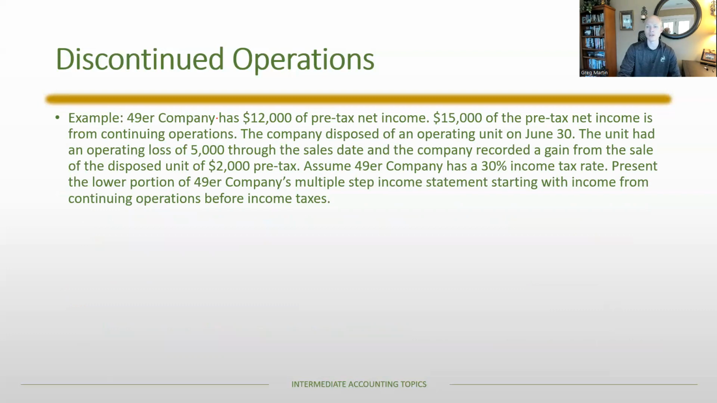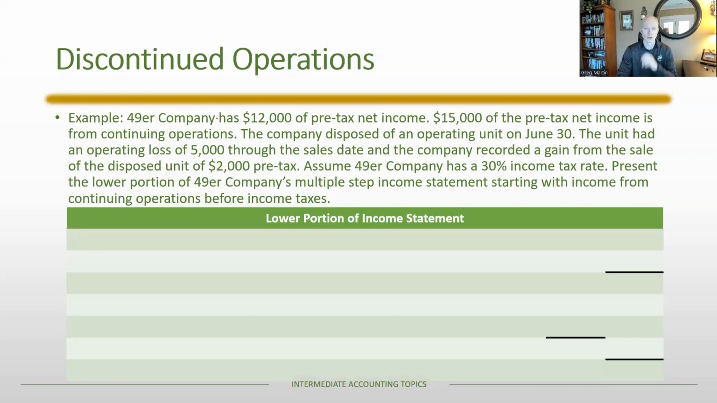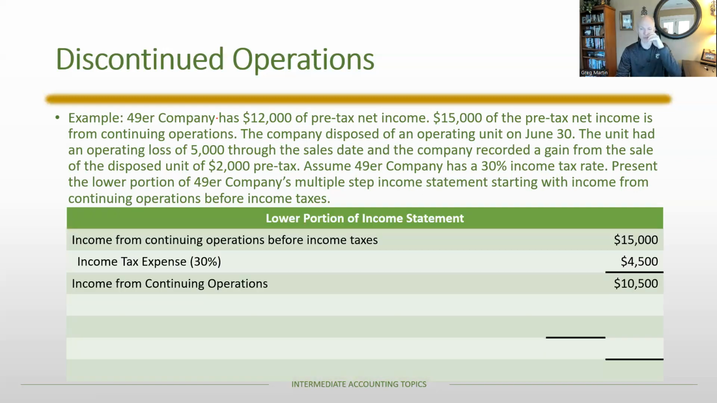They disposed of a unit halfway through the year. Up to that point, they had a loss of $5,000. And then they had a gain on the sale of the disposed unit of $2,000. Both of those numbers are pre-tax. And so how would we present this information? So again, you start with income from continuing operations, you subtract out the income tax expense, and you're left with income from continuing operations. So we have our pre-tax amount, and then we have our after-tax amount of $10,500.